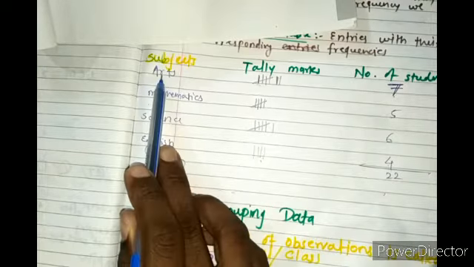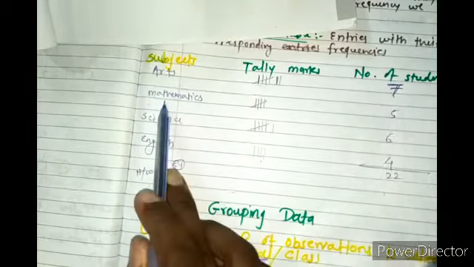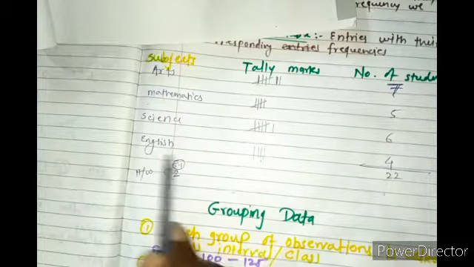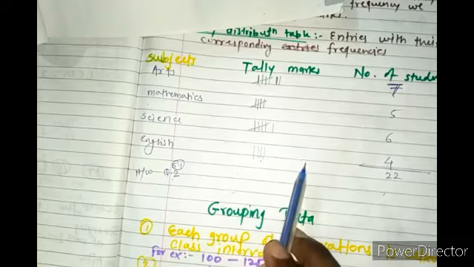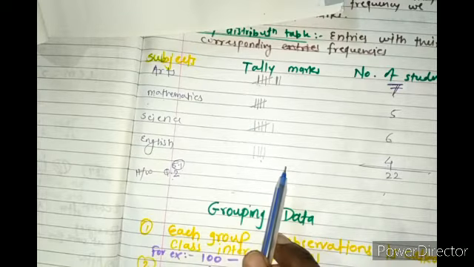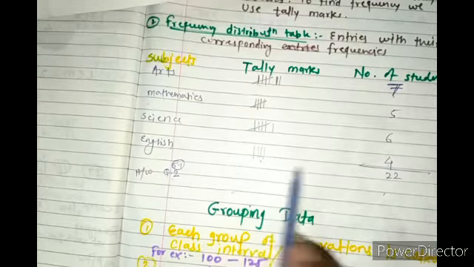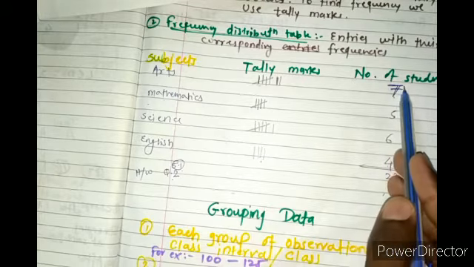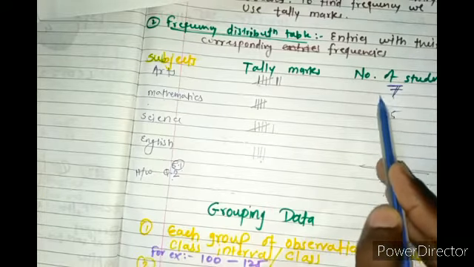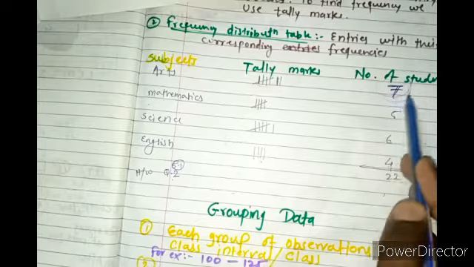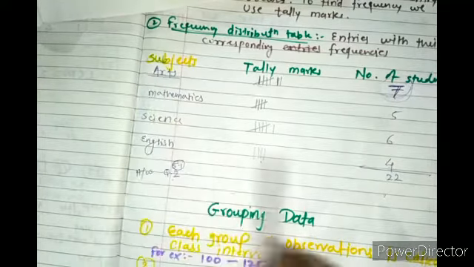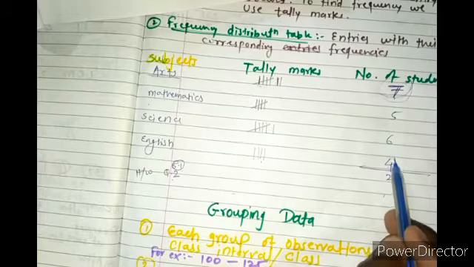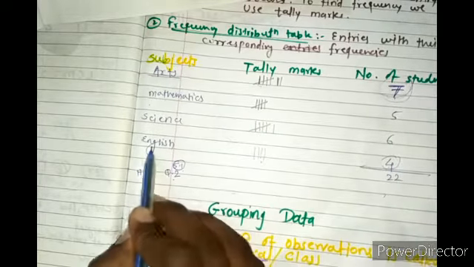Now 22 students are there, right? How many art students? 7, mathematics 5, science 6, and English 4. On the basis of that, they have asked questions. The first question: which is the most liked subject and the least liked? Most liked subject means the highest frequency. So 7 is the highest frequency, that is, the most liked subject is art. And what about the least liked? The lowest frequency is 4, English.